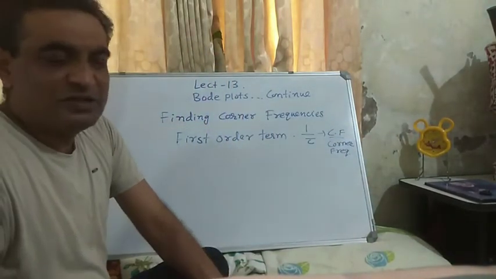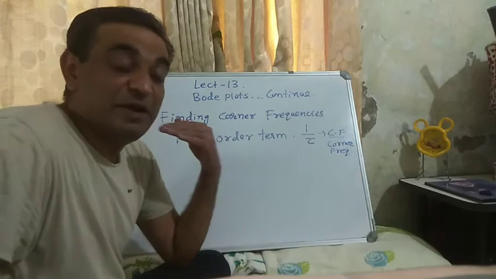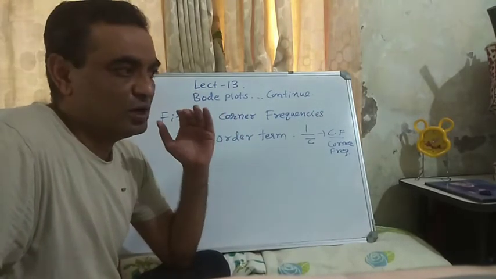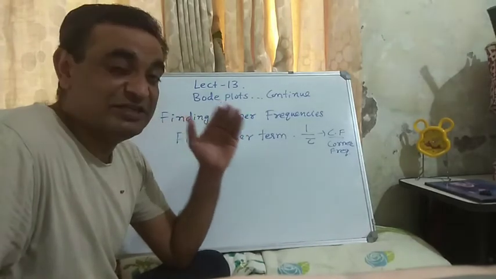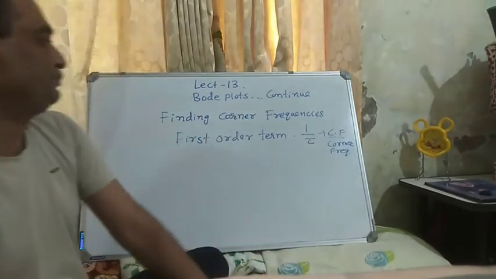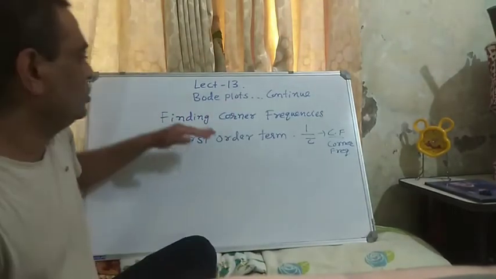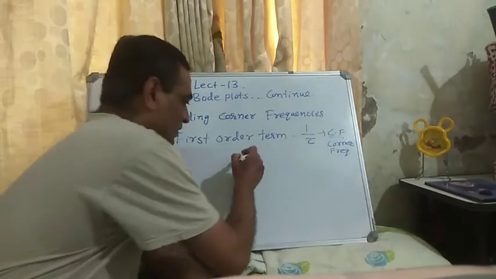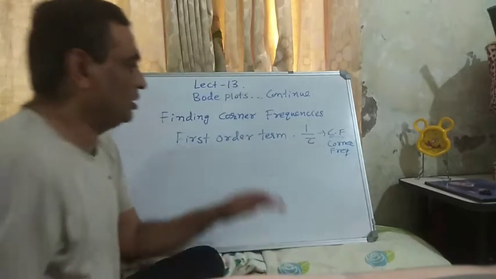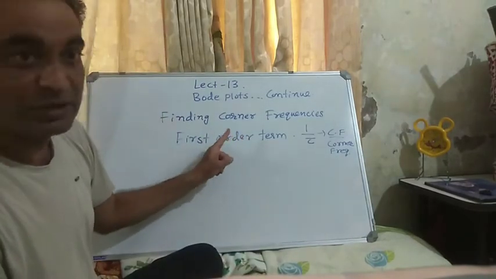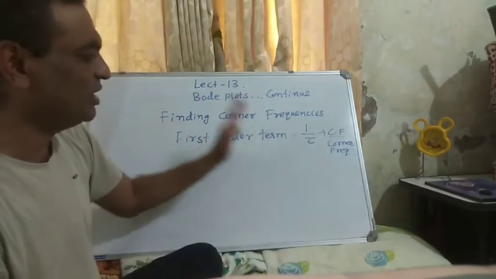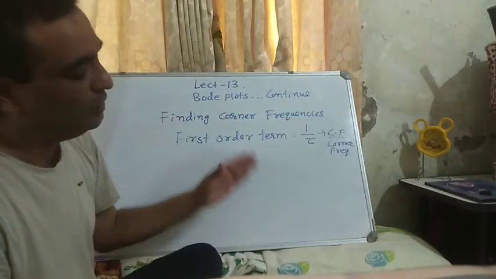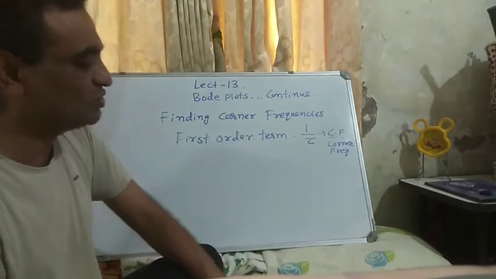Actually, the corner frequency is the frequency where the magnitude plot changes its slope. So the corner frequency for a first order term is 1 by tau. First of all, the term should be in time constant form, and only then can you find the correct value of tau, and the correct value of 1 by tau, that is the corner frequency.